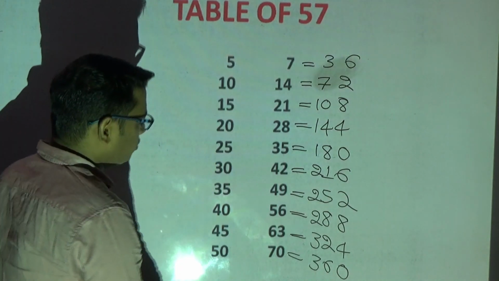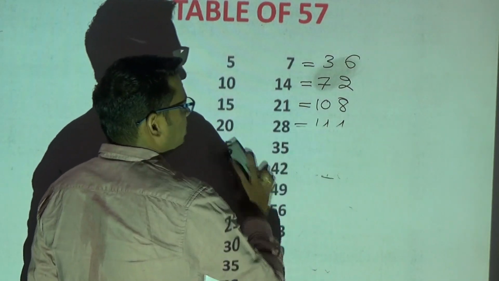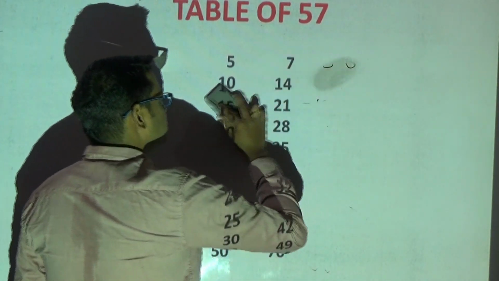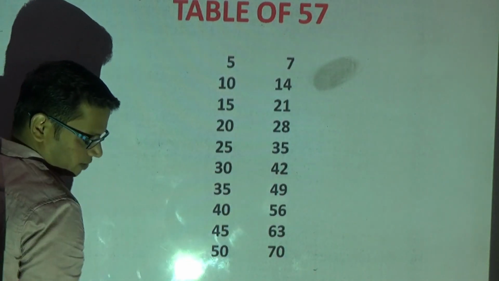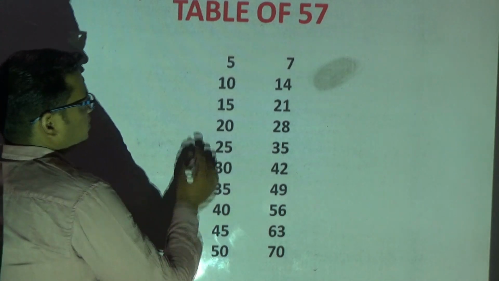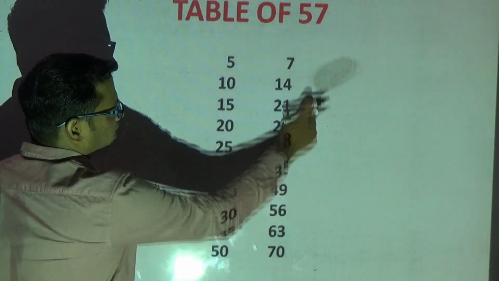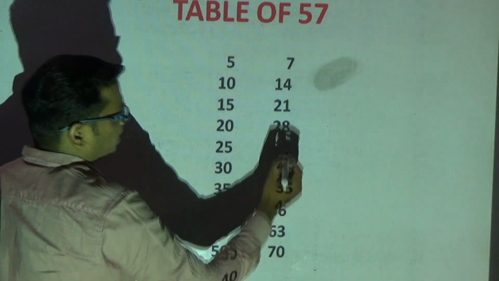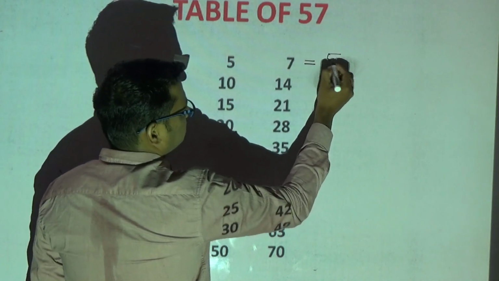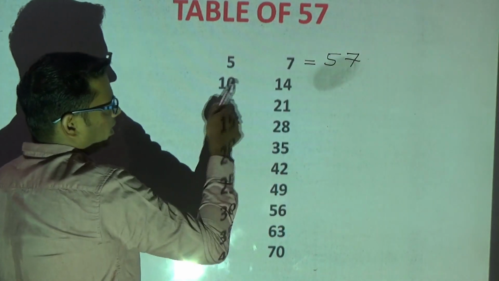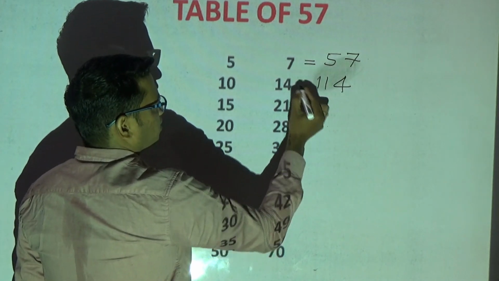Further, now I am going to construct the table of 57. 100% I don't know the table of 57, but still I will construct the table of 57 with this technique. See, first of all I have constructed the table of 5. Here I have constructed the table of 7. Now I will apply the method I have explained so far. Write 57 as it is. Okay, 10 plus 1 is 11. Write your 4 as it is.